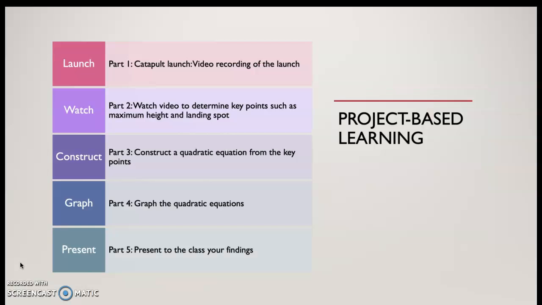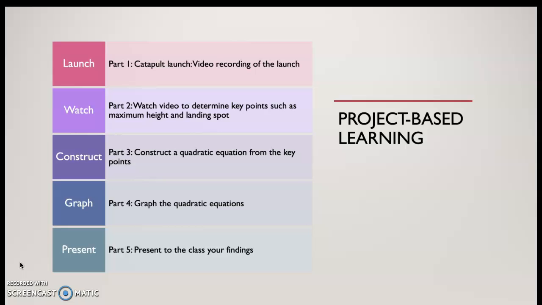There are 5 steps in order to complete this project. Step number 1: students are going to create a catapult, and they're going to launch various items across the room. And they're going to use a video recording device to get video of the launch.